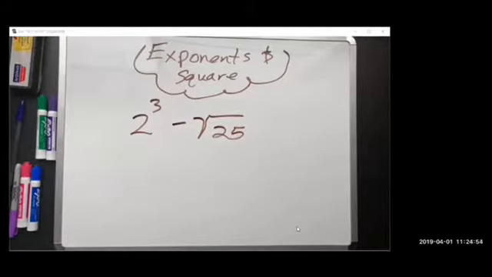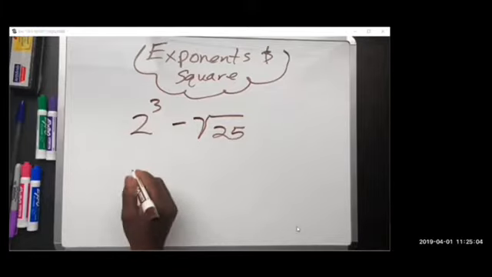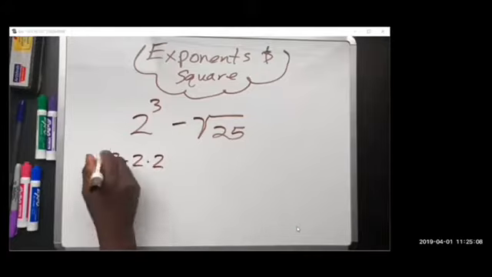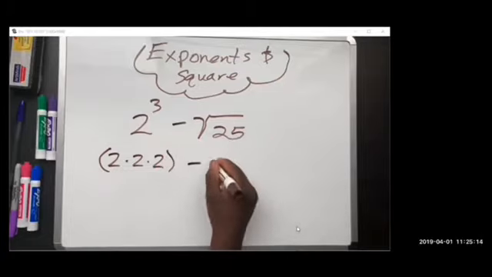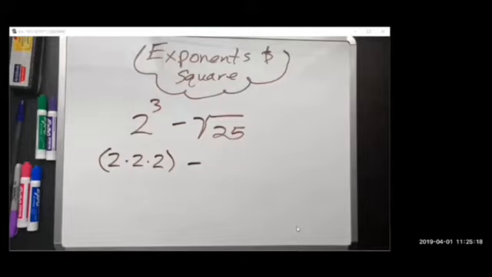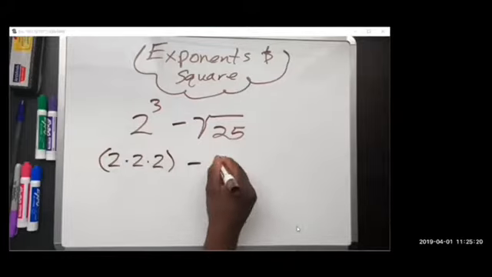Now, this 2 is referred to as your base, and 3 is the exponent. So we have 2 to the third power. Of course, the expanded form of that is 2 times 2 times 2. I'm going to put that in parentheses, all right? And then I'm going to subtract the square root of 25. We ask ourselves what number multiplied by itself gives us 25, and that is 5.